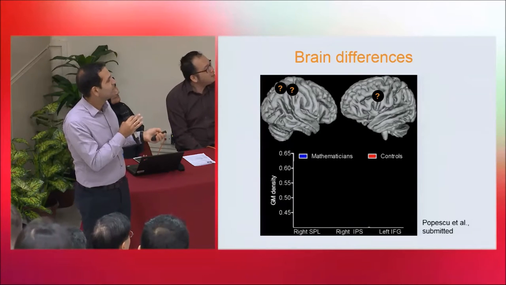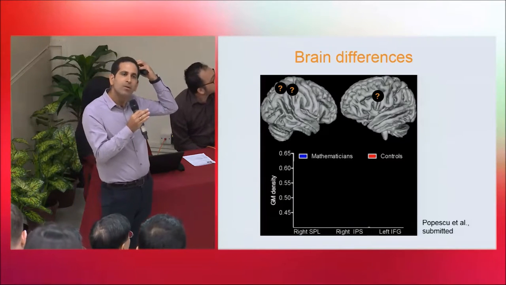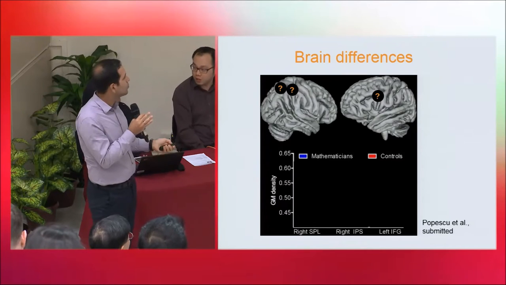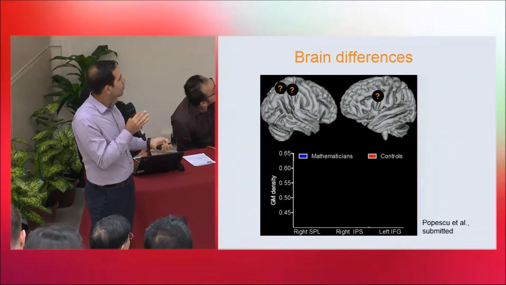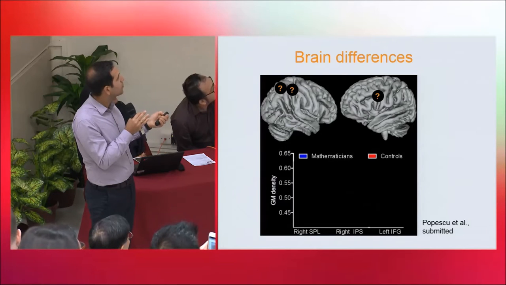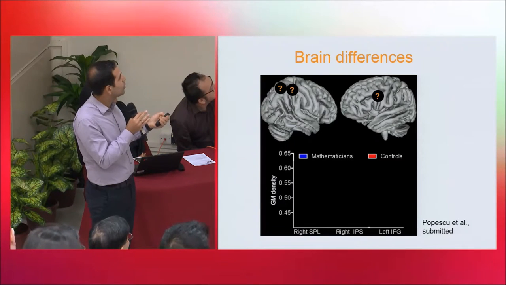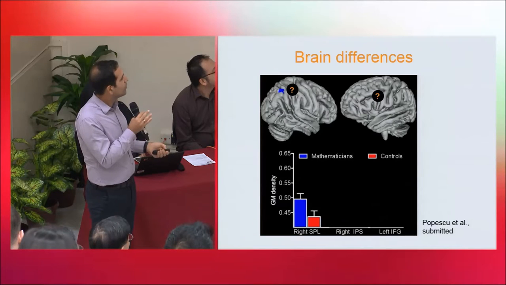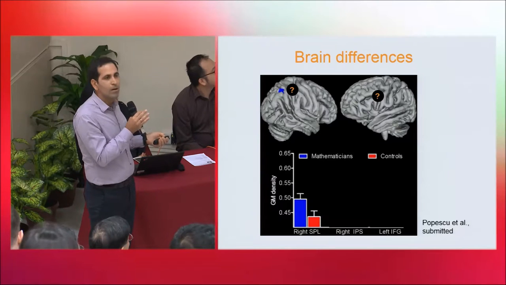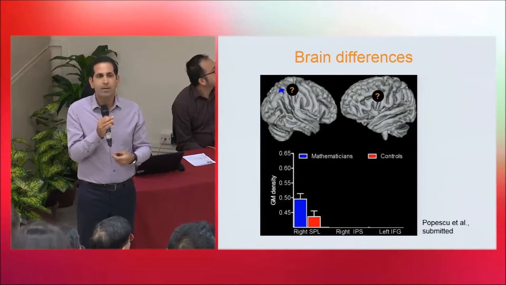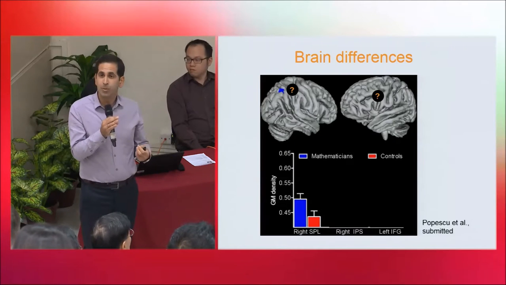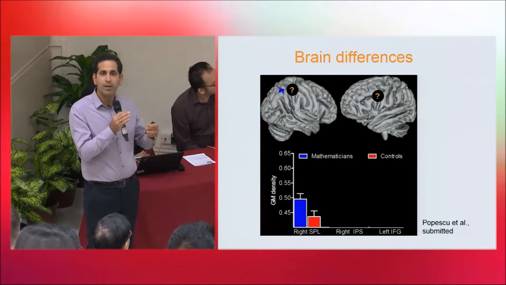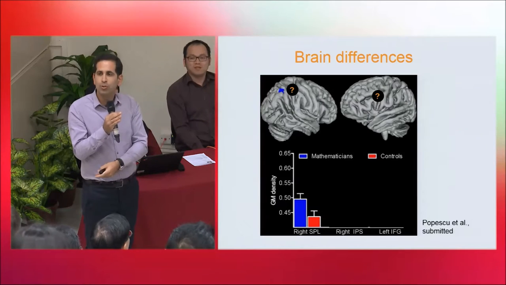And here you have gray matter density, okay? Higher means that there is more gray matter in this region. So we look at the superior parietal lobule, IPS and IFG. This is the superior parietal part. This is the IPS that has been shown to have lower gray matter density in the case of dyscalculia, okay? And this is the IFG. So this is what you find in the right superior parietal lobe, okay? Mathematicians have more gray matter than controls, okay? This is what you will usually find when you compare controls to dyscalculics. So dyscalculics should have less.